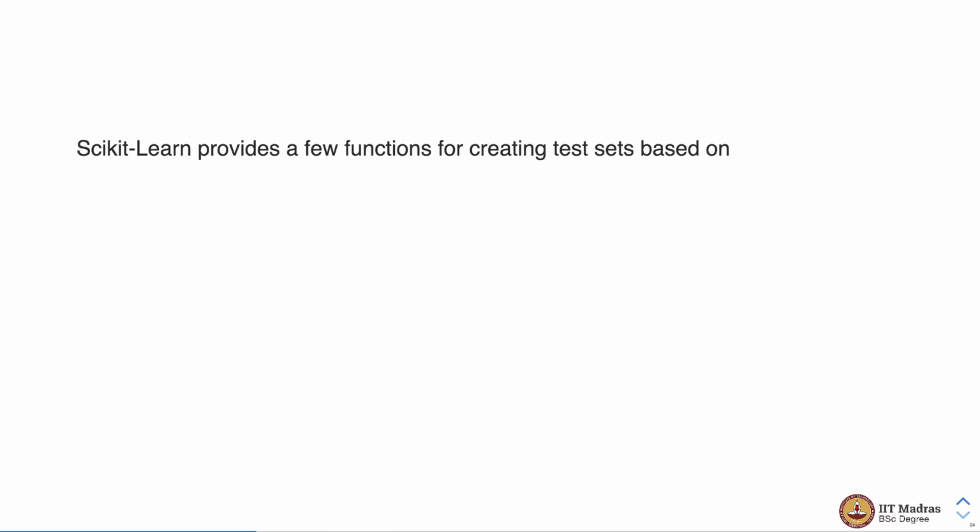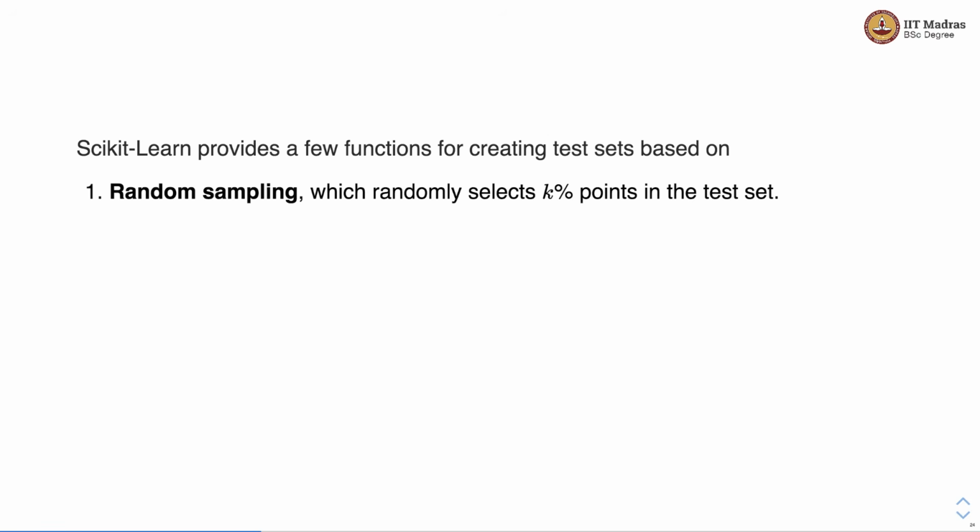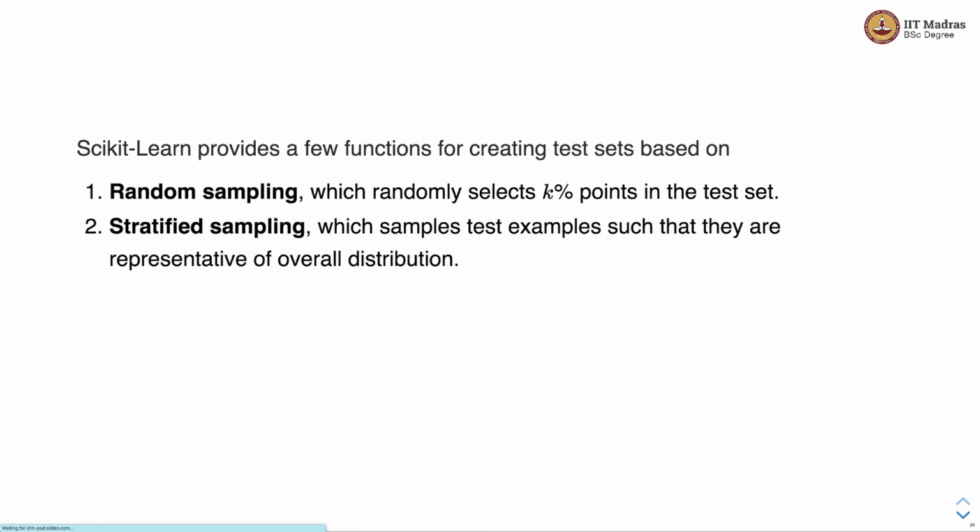Scikit-learn provides a few functions for creating test sets. Based on random sampling, which randomly selects a k percentage of points in the test set, or stratified sampling, which samples test examples such that they are representative of the overall distribution.